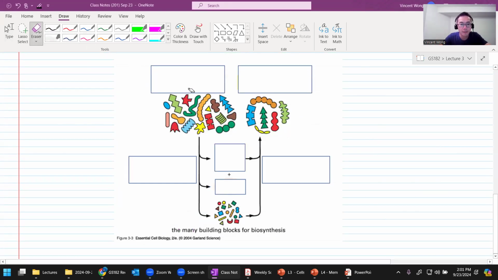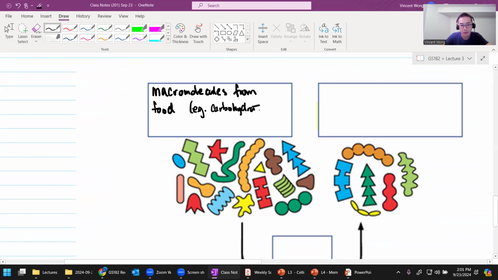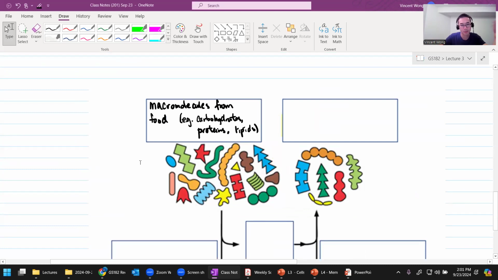So over here on the left, we have macromolecules. Let me just zoom in here. It's kind of small. Macromolecules from food. Okay, so in preparing for today's quiz, you probably know that we eat things like carbohydrates, proteins, lipids, right? We don't deliberately eat nucleic acid. It's just found in all living things, right? So I'm not going to write that. But these are the macromolecules. They're big molecules.